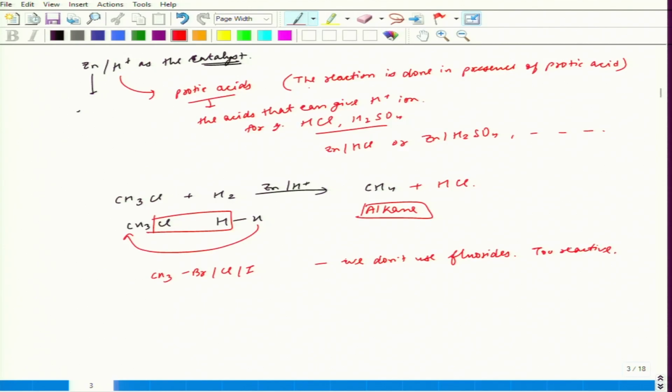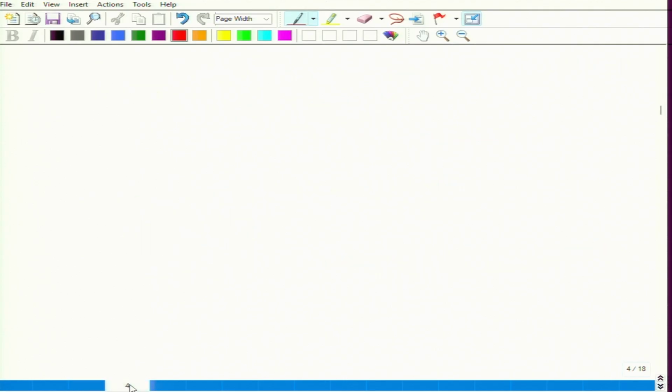It can explode, something like that. So, we do not use fluorides to produce alkanes. This is the thing we have used, either bromide, chloride or iodide. Okay. So, those are the two procedures we have seen till now.